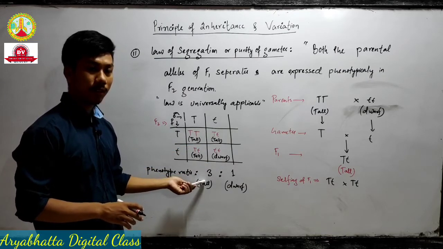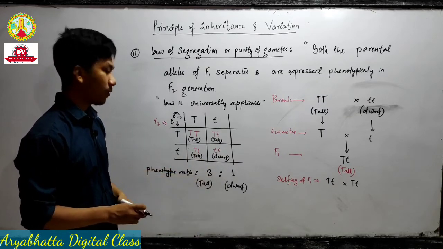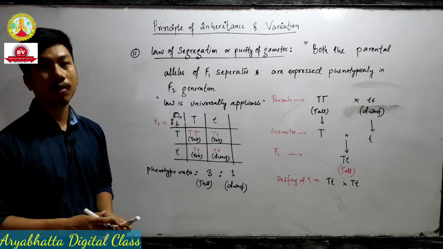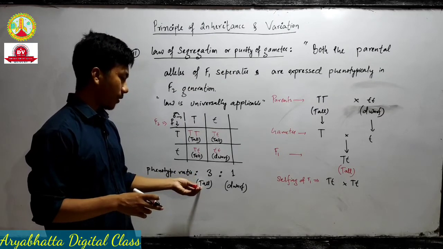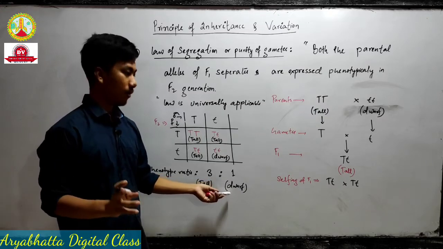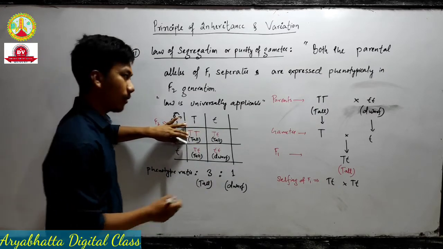How many small letters are there? How many recessive are there? Only 1. So that is the phenotypic ratio, 3:1, 3 tall, 1 dwarf. When you write your answer, always represent tall in a bracket below, and 1 dwarf. Alright. If you still get confused here, find out this character.